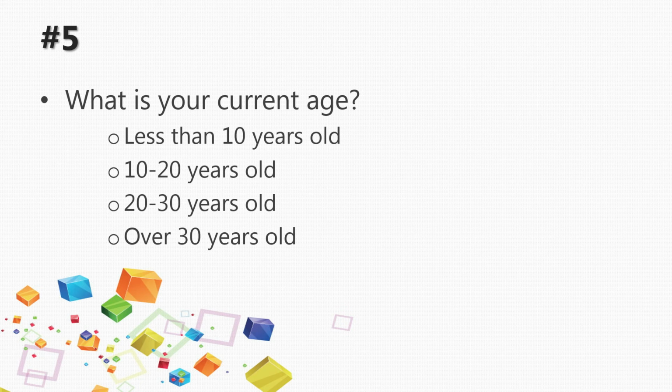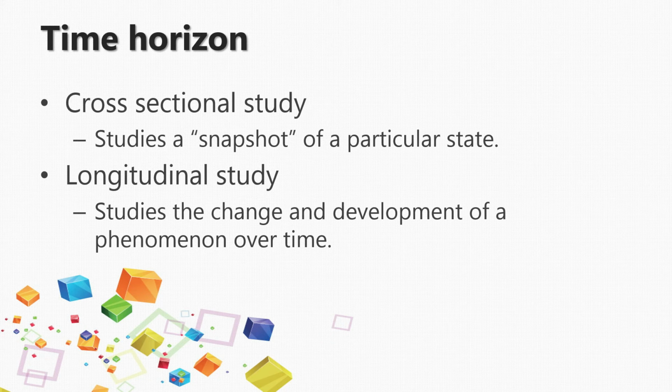Or this one, what is your current age? Less than 10, 10 to 20, 20 to 30, over 30. So at least we would know I could answer over 30. But what if I am 20 years old? Where will I answer? The 10 to 20 or the 20 to 30? Because 20 appears in both, right? So this is also a common mistake we get to see in survey questionnaires. So be careful about this one.